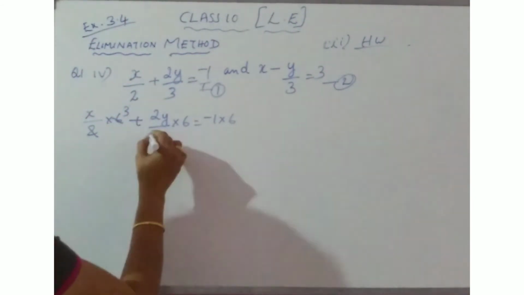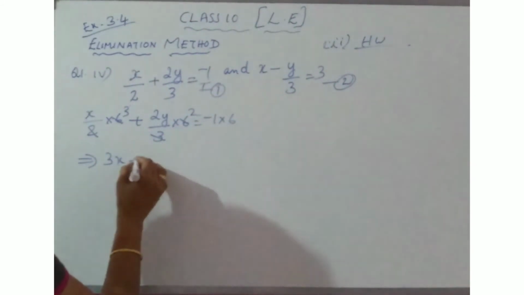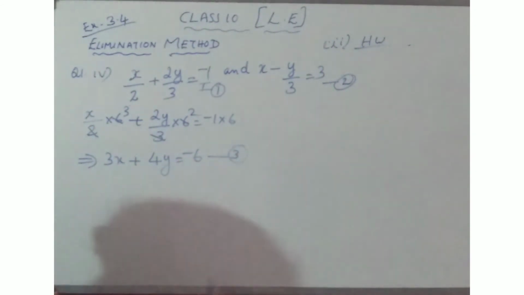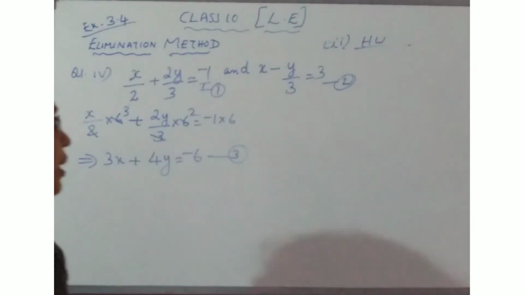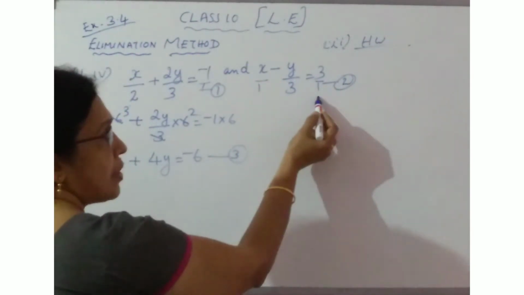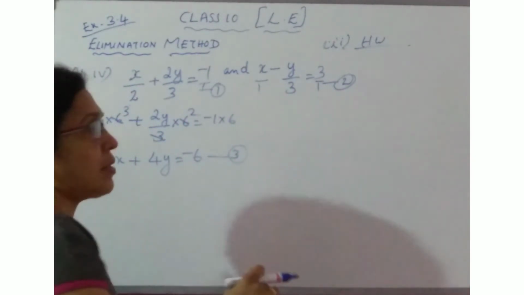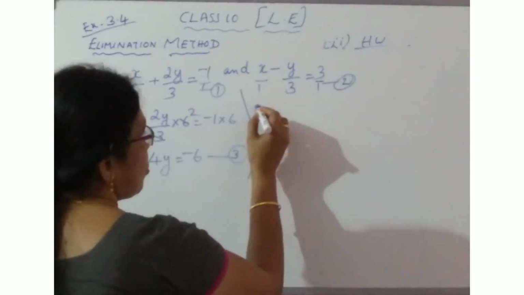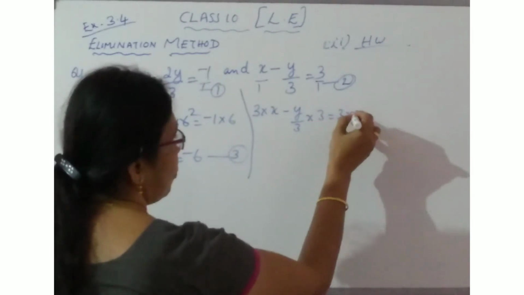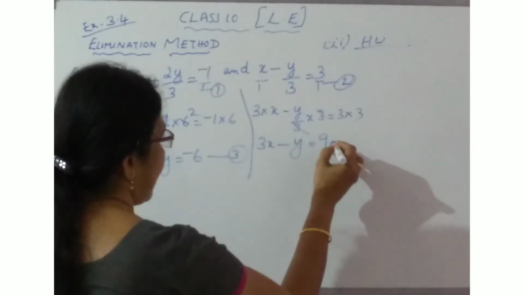So 2 3s are 6, 3 2s are 6. You are getting the equation 3x plus 2 2s are 4y is equal to minus 6, equation 3. The second equation also we can make in the same form. Here the denominator is 1, here also denominator 1. So throughout, if you take both LHS and RHS, you have to take the LCM. So 1, 3 and 1, therefore LCM is 3. Multiply throughout by 3. So 3 into x minus y by 3 into 3 is equal to 3 into 3. So 3x minus y is equal to 3 3s are 9. That is equation 4.